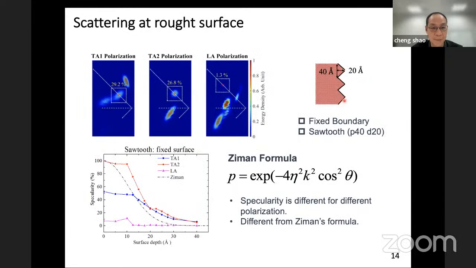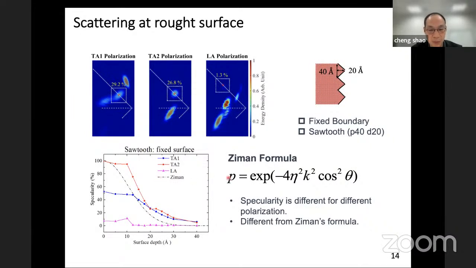We also applied the phonon wave packet simulation to study the phonon scattering at a periodic rough surface, and this figure shows the reflected energy distribution for different polarizations, for example, the TA1 polarization, TA2 polarization, or the LA longitudinal acoustic polarization. This is the overall. We define the energy in the mirror reflection direction, compared to the total incident energy, as the specularity parameter. We found that different polarizations have quite different specularity parameters. And overall, the specularity parameter decreases with the increase in the surface depth or surface roughness.